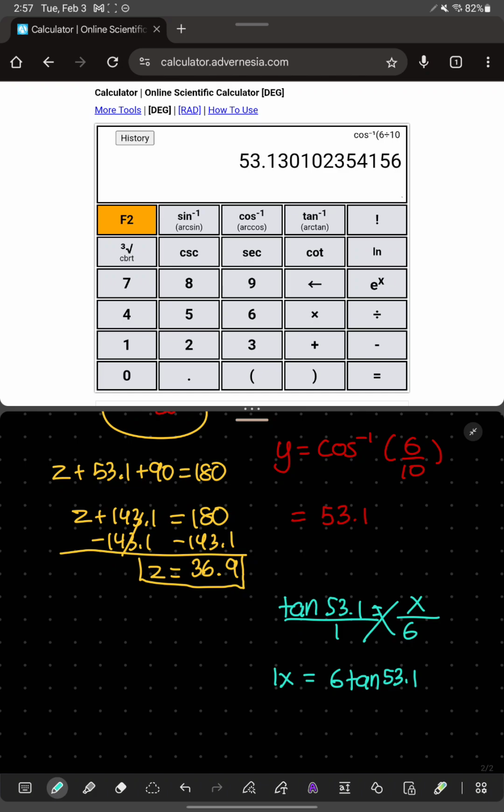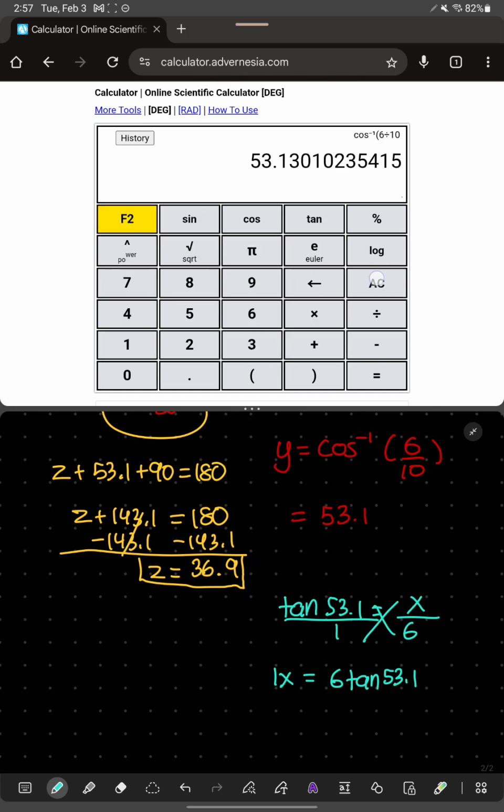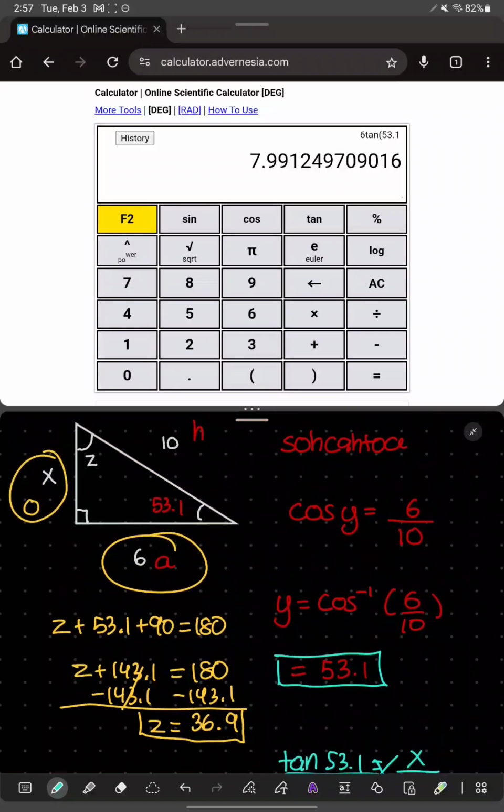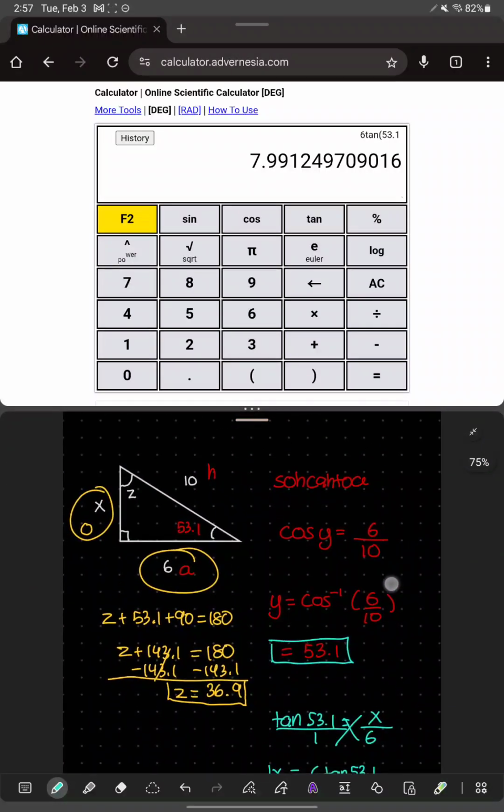So I'm going to put that in my calculator. I'm going to say here 6 tangent of 53.1. That gives me my answer, 7.99, which I'll just round to 8. And that is my three answers, 8 for x, 53.1 for y, and 36.9 for z. And that is how you solve all unknowns in a right triangle.